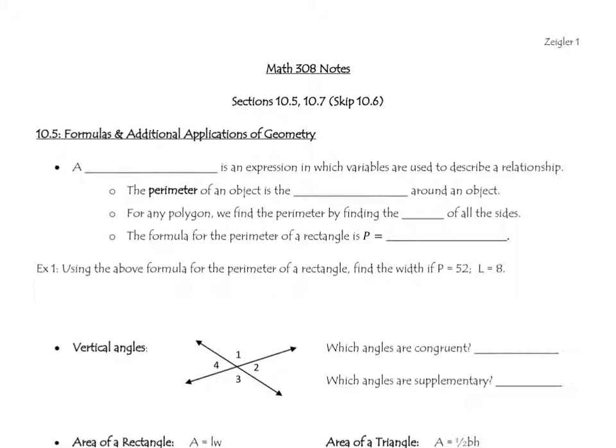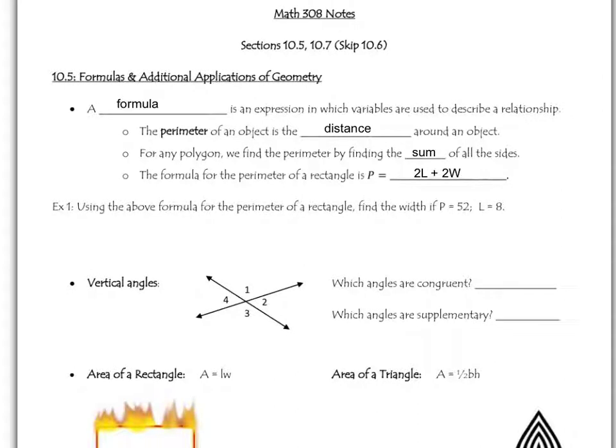And the perimeter for a rectangle is P equals 2 times length plus 2 times width. So you're used to finding the perimeter of a rectangle if you know the length and the width. But what if you don't know the width? How do you find the width? So if your perimeter is 52 and your length is 8, let's find the width. You would start with your formula, P equals 2L plus 2W, but then you would solve for W.